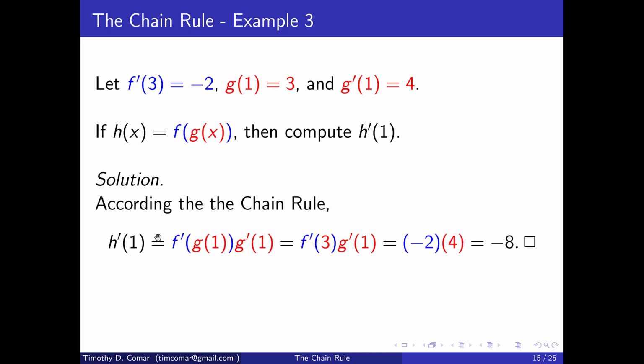So according to the chain rule, we will simply substitute 1 into the formula for the chain rule that we have been using. But now the first thing we're going to need to figure out here is g of 1. Well, we're told g of 1 is 3. So what we're left with is computing f prime of 3 times g prime of 1. And we have f prime of 3 is negative 2. And we have the g prime of 1 is 4. So we get a negative 8 out of that. So it's just a matter of using the chain rule formula here.